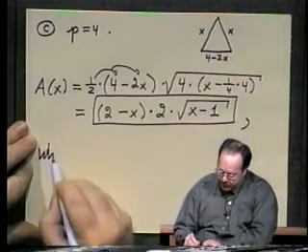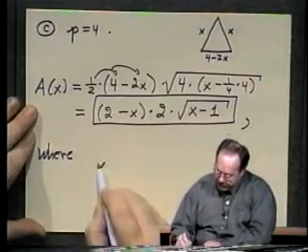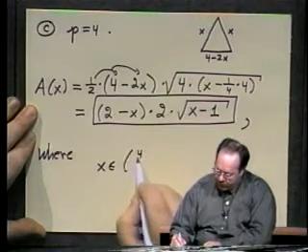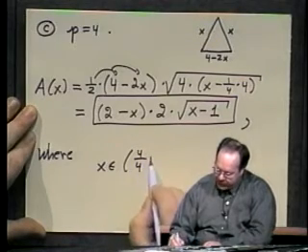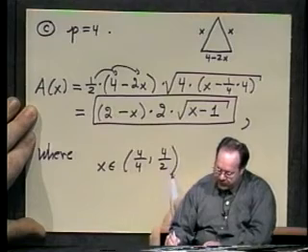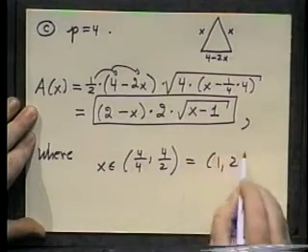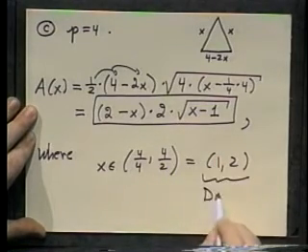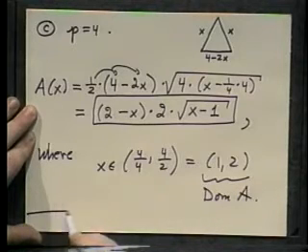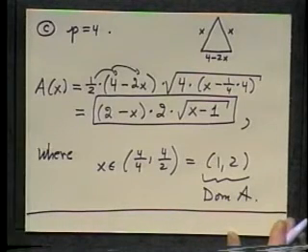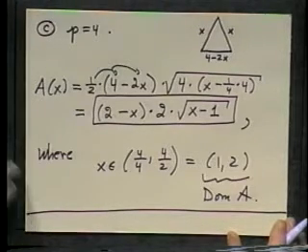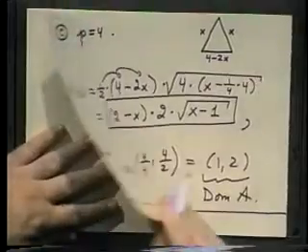And let's go ahead and write down the domain, where x is in the interval 4 over 4. Now that used to be a p up there. And 4 over 2, which gives me the interval 1 to 2, and that is the domain of A. So there we have part C of this problem finished. I want to look at the graph of this next, and that's what I'm going to write up right now.